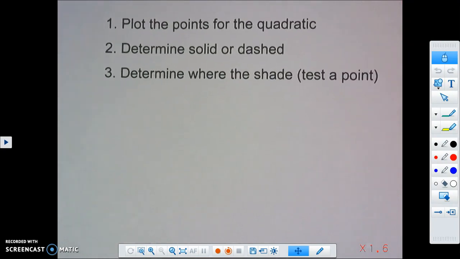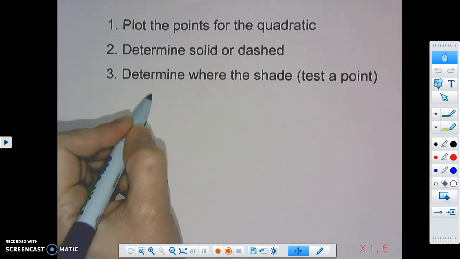So we have three basic steps for graphing quadratic inequalities. The first is to plot the points for the quadratic. That kind of depends on if it's in standard form or in vertex form. Depending on which one, you'll have a different number of points. The next thing is to determine solid or dashed. So let's talk about that for a second.